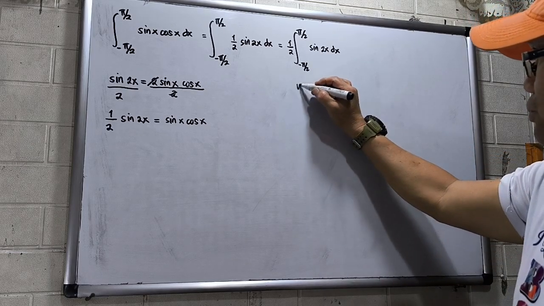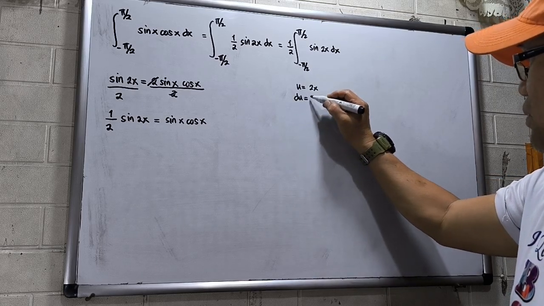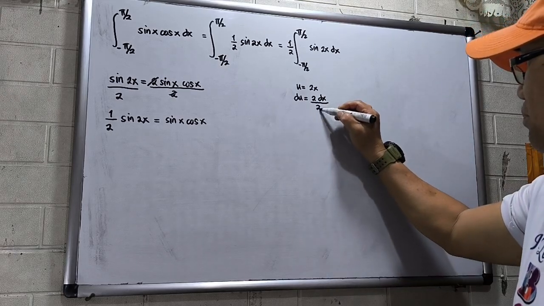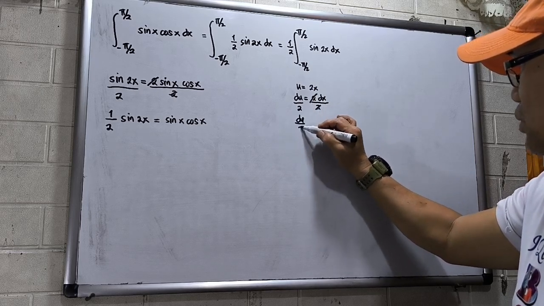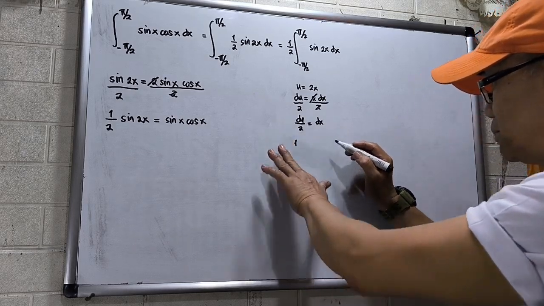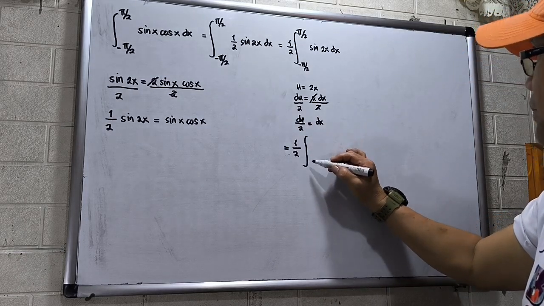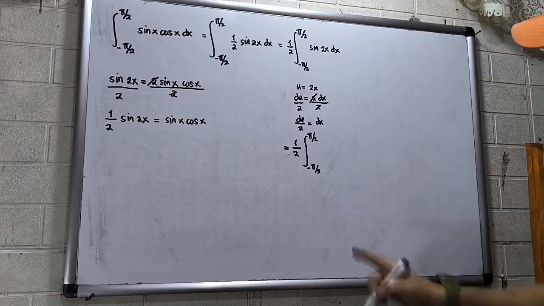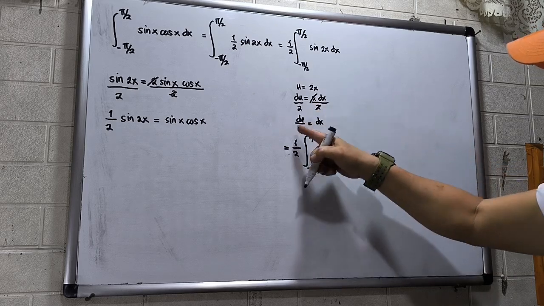Then let u equal 2x. Differentiating both sides, du is equal to 2 dx. Then I will divide both sides by 2, so the 2 on the right side is crossed out. I now have du over 2 equal to dx. So this will be 1 over 2 times the integral from negative pi over 2 to positive pi over 2 of sine, where 2x is u and dx is du over 2.